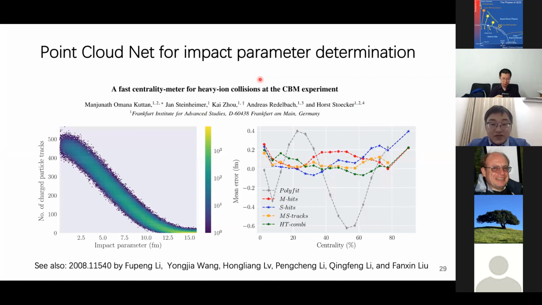Now here, using a point cloud network, the people from the Frankfurt group have found that it performs much better than the traditional method, which is this polyfit given by this green line. All the other curves are from a point cloud network with different features as input or different network structures.